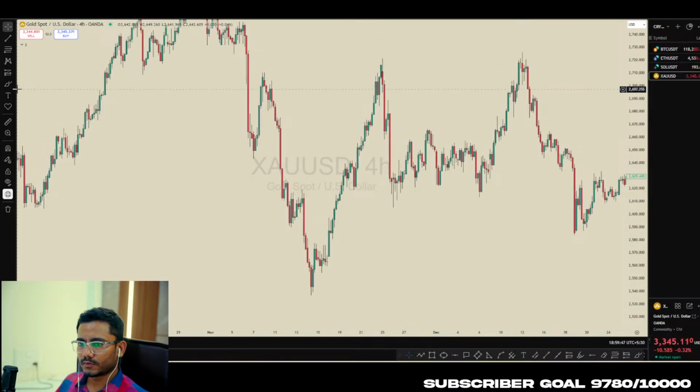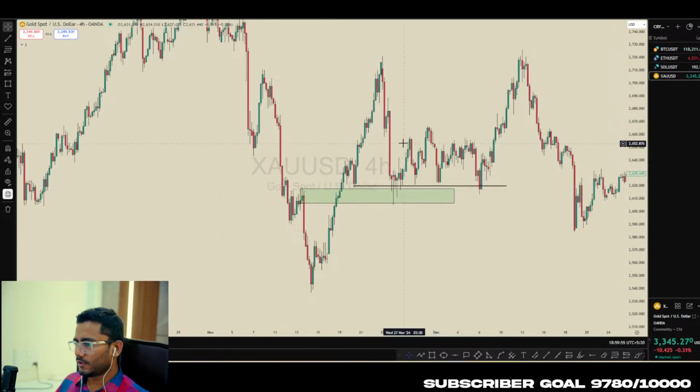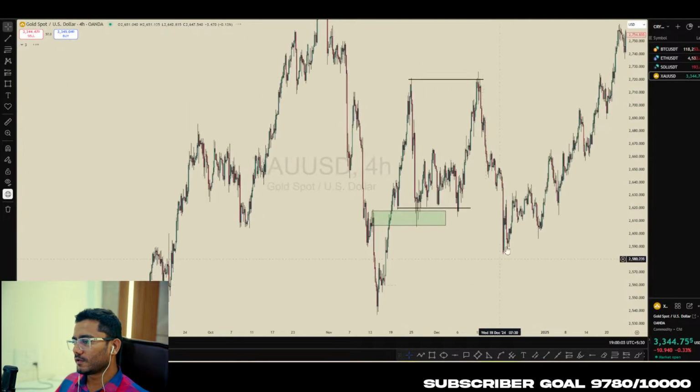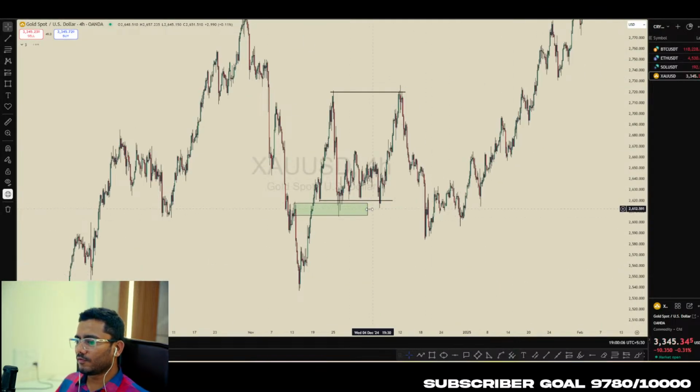So here, this is a breaker block. Price tapped this breaker block. Price came, gave us a new structure, again new structure, again price retested and then went to the upside and took out this liquidity. So on gold, probably one zone can be tapped multiple times and still it can go to the upside.